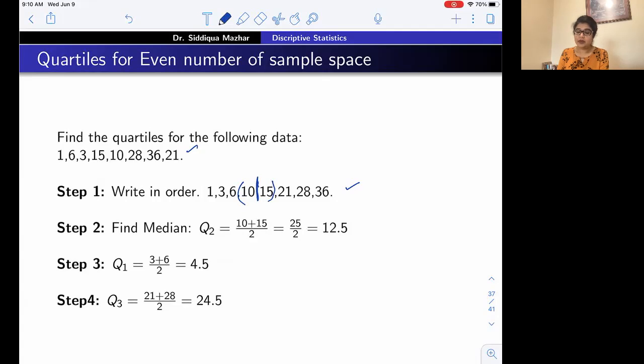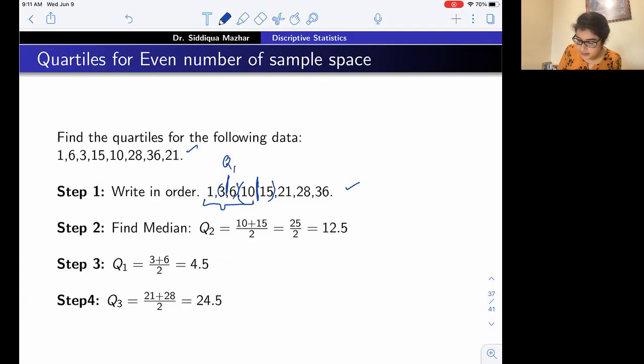If you want to find Q1, Q1 is the median of the lower half of your data, from the first value up to Q2. If you find the median of these four values, Q1 will be in the middle of these two values. Again, you take the average of these two values, 3 and 6. This gives you Q1.